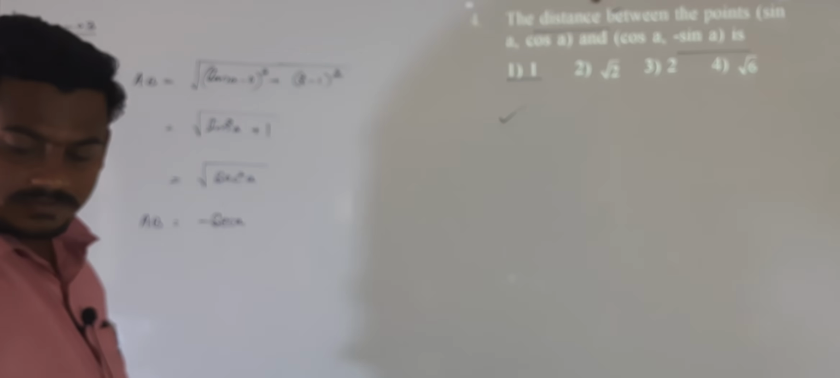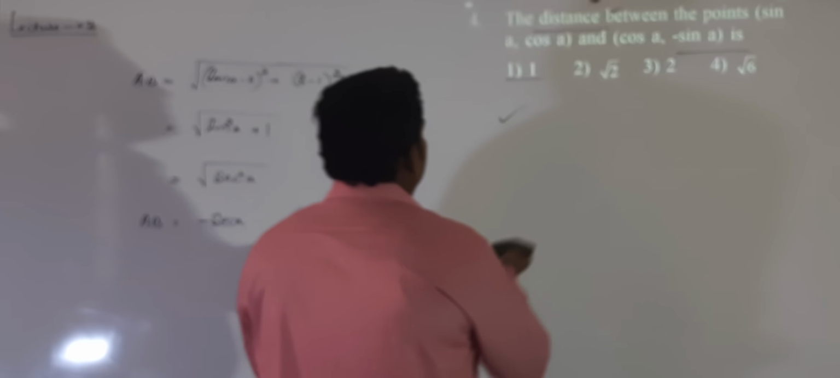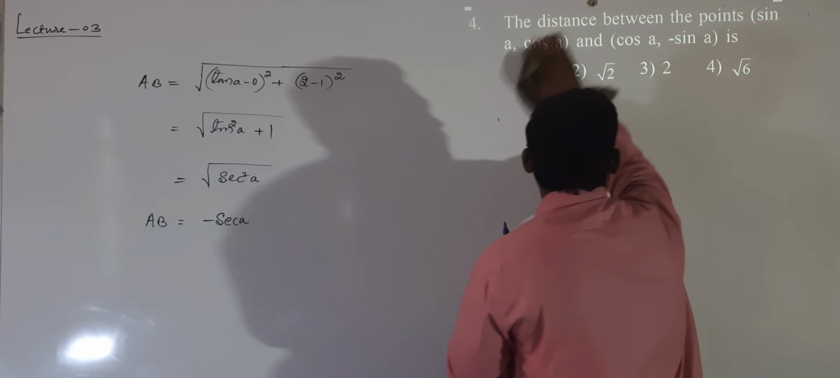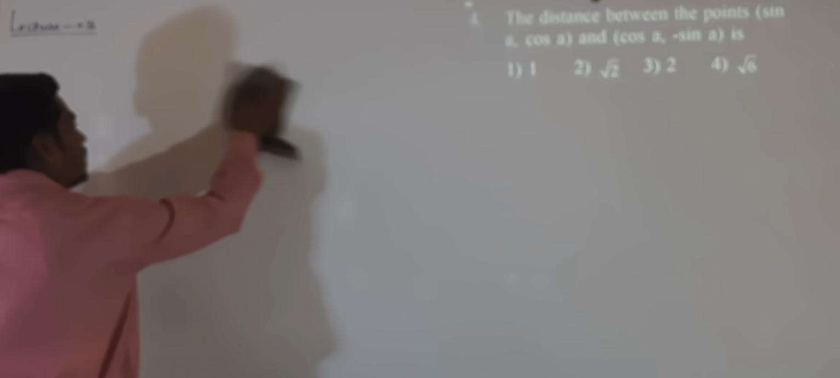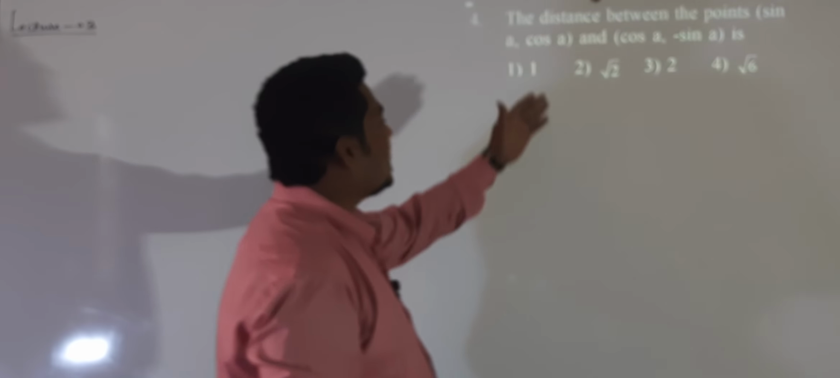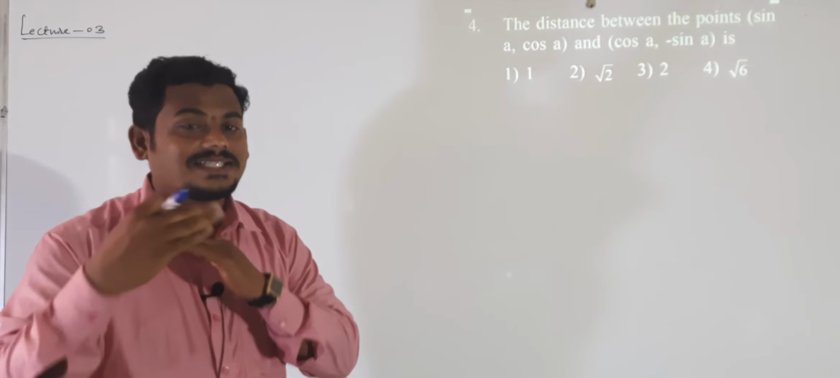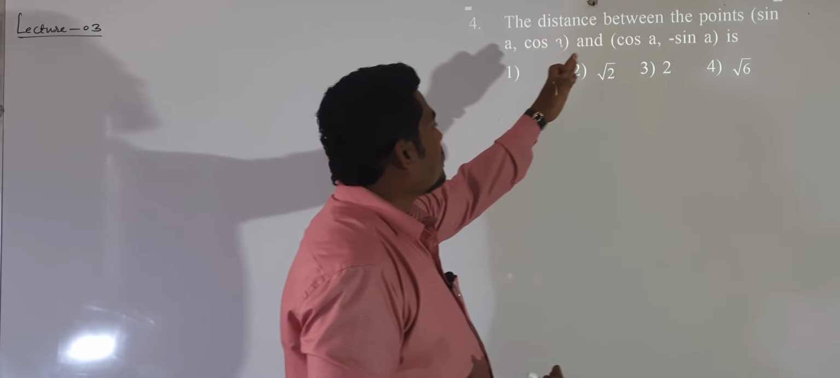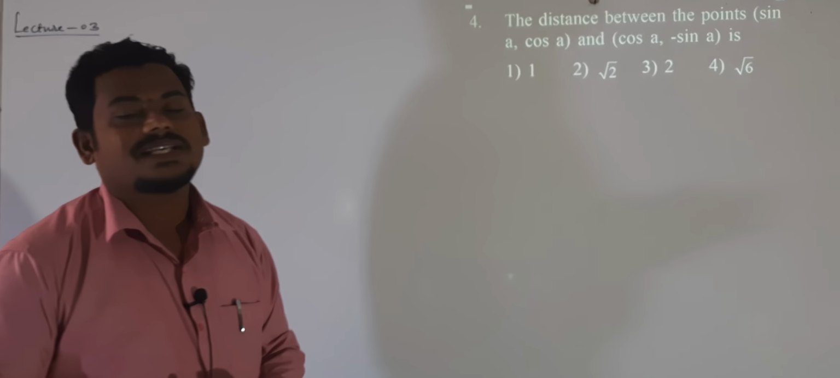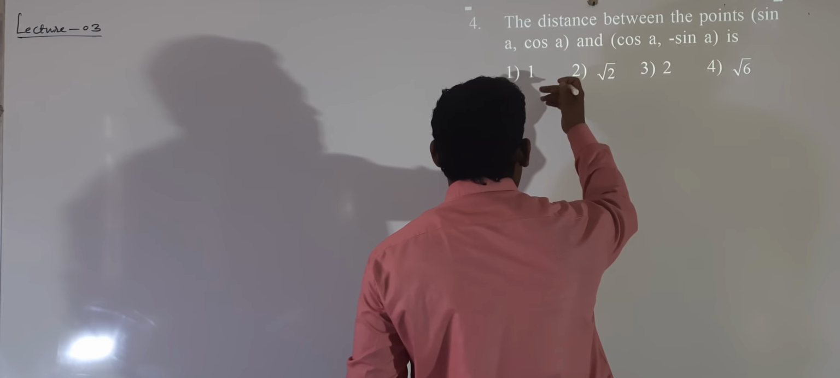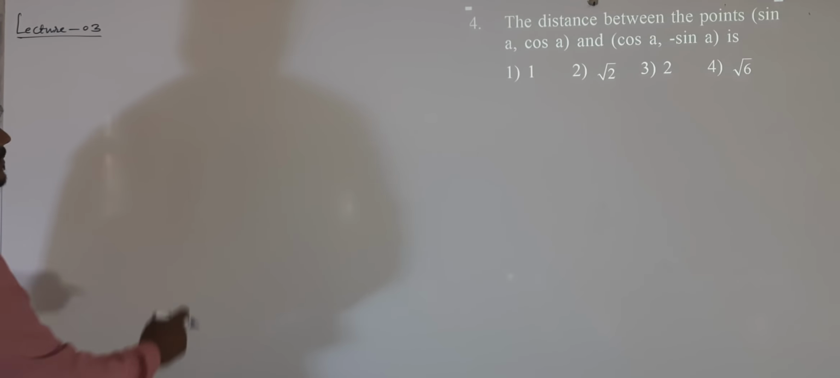Next problem, fourth one. In this case there is no restriction given for the angle, right? If some restriction is given, then concentrate on that restriction, right? The distance between the points sin A comma cos A and cos A comma minus sin A. Distance between these 2 points, what have they given? 2 points they have given, we need to find the distance between them.